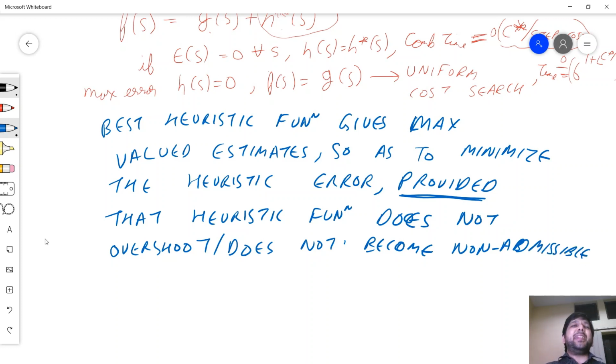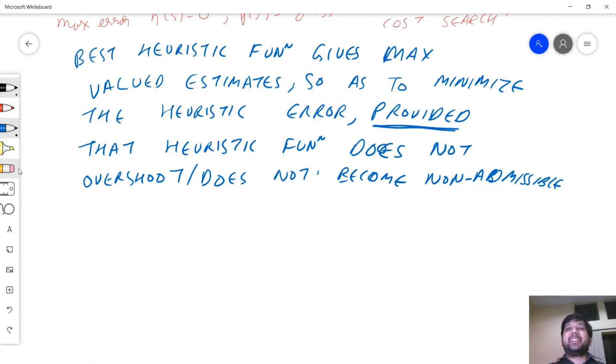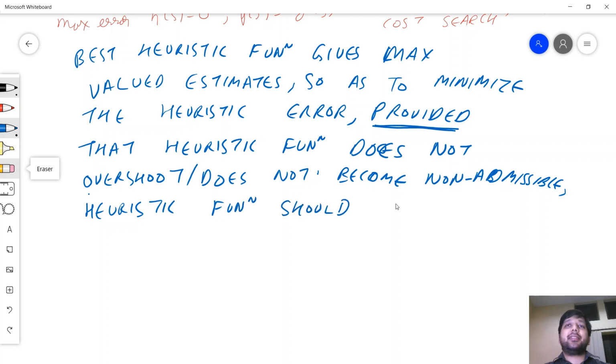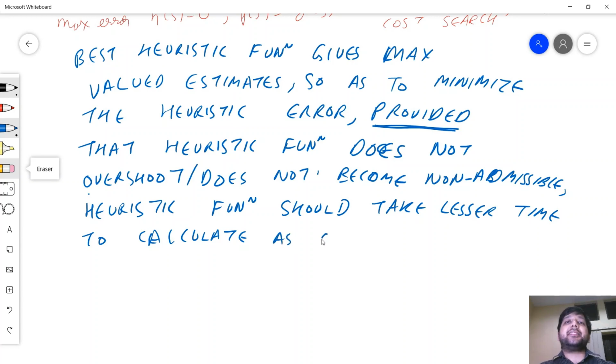Now, I'll place another caveat over here, which is, while thinking, many people make that mistake. The heuristic function should take lesser time to calculate as compared to the time that it saves.